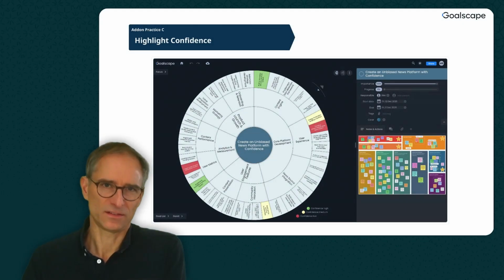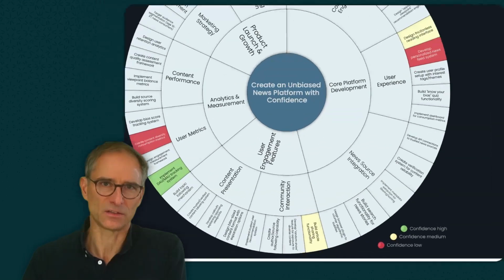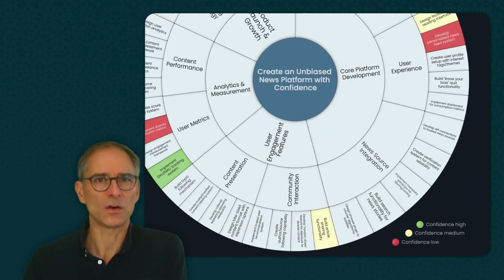The next practice is one of our favorites. Highlight confidence. Ask one simple question. How confident are you this goal will be achieved on time? Use tags or labeled colors. Green for high confidence, yellow for medium, and red for low.